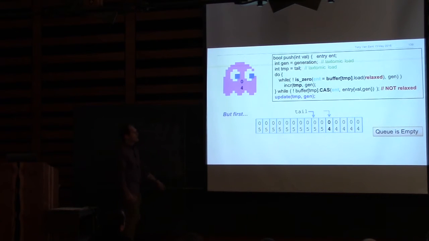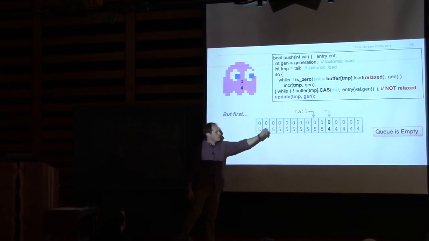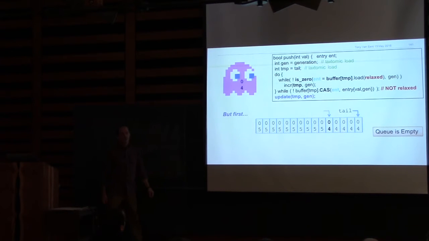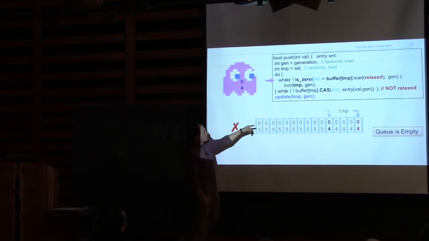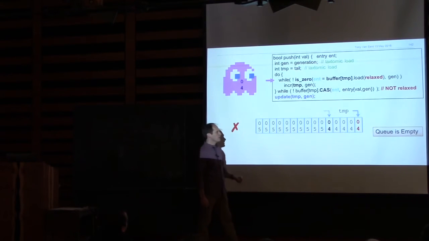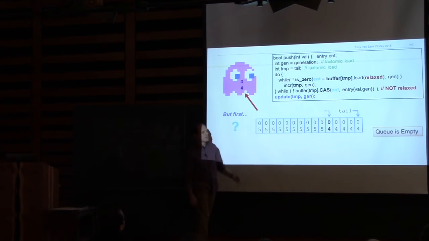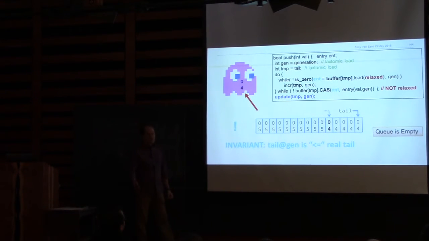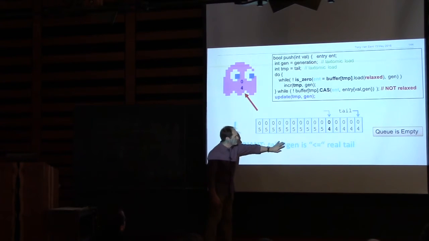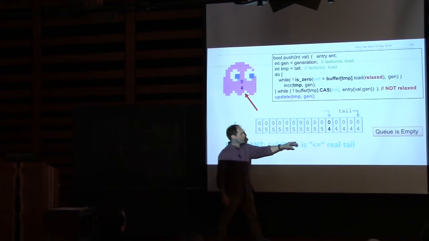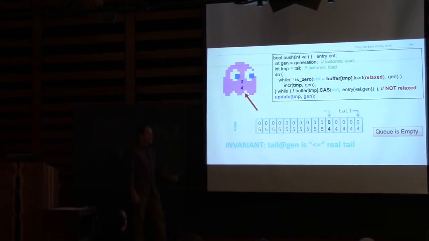What if tail, like here I started with tail on the left of the right answer. What if tail's on the right of the right answer? That shouldn't be possible. Thank you, Sebastian. That shouldn't be possible, right? Because if that was possible, it's going to get the wrong answer. It's going to find that 0.4 and think it's the right one. But it's like, wait a second. What's this doing searching for 4? How did tail get over on the other side there? And that's my claim, that that's not possible. This is an invariant of the queue that tail with generation together is always less than the real tail. Tail can never be here. It always has to be on the other side, taking into account wrapping and what generation you're on.